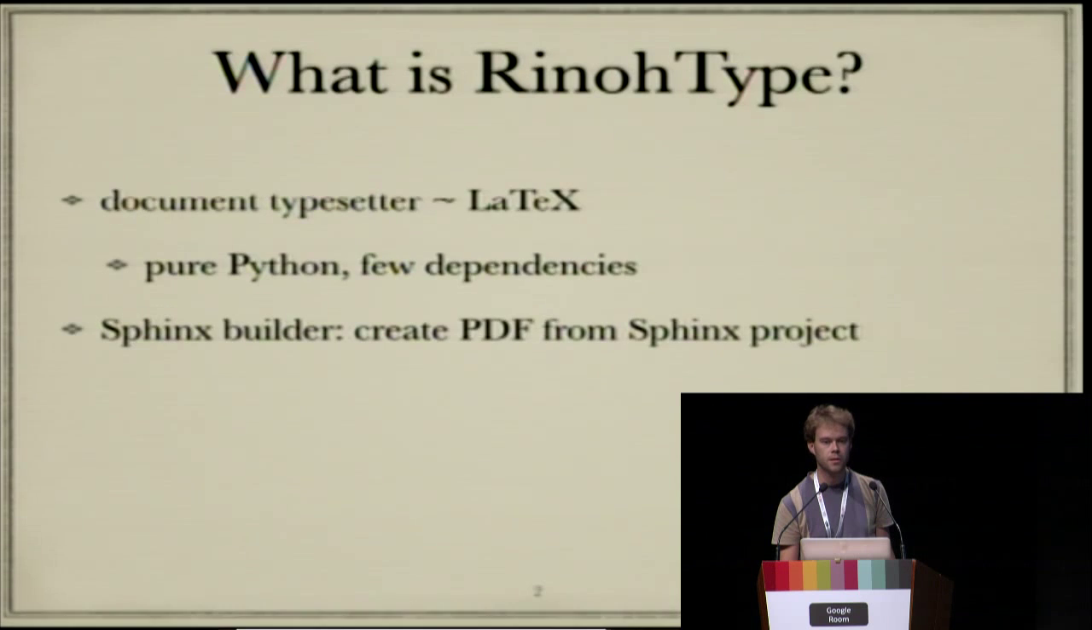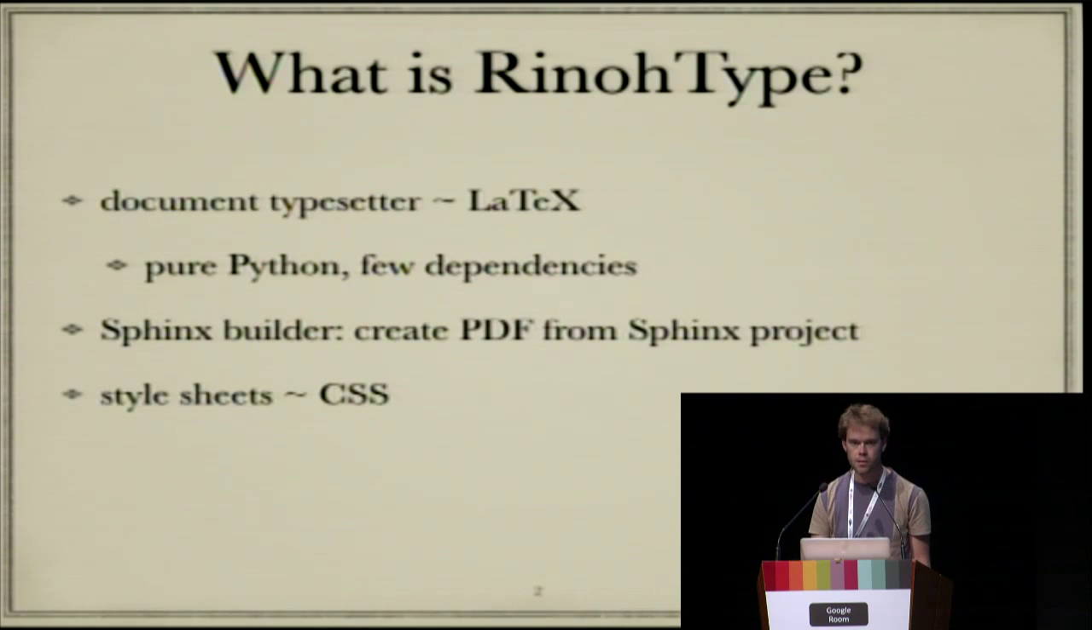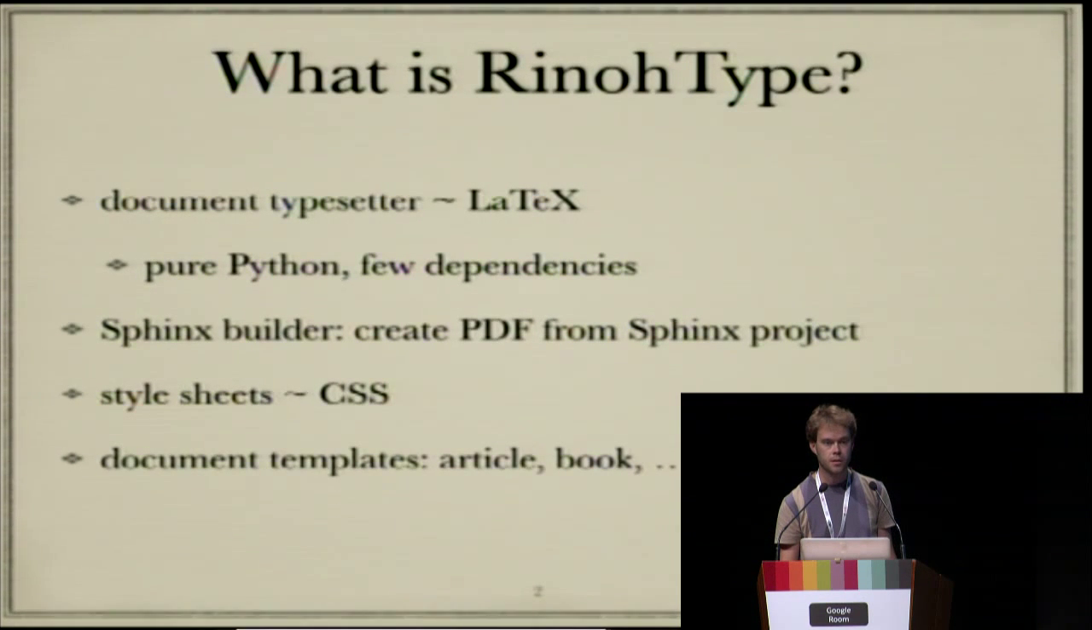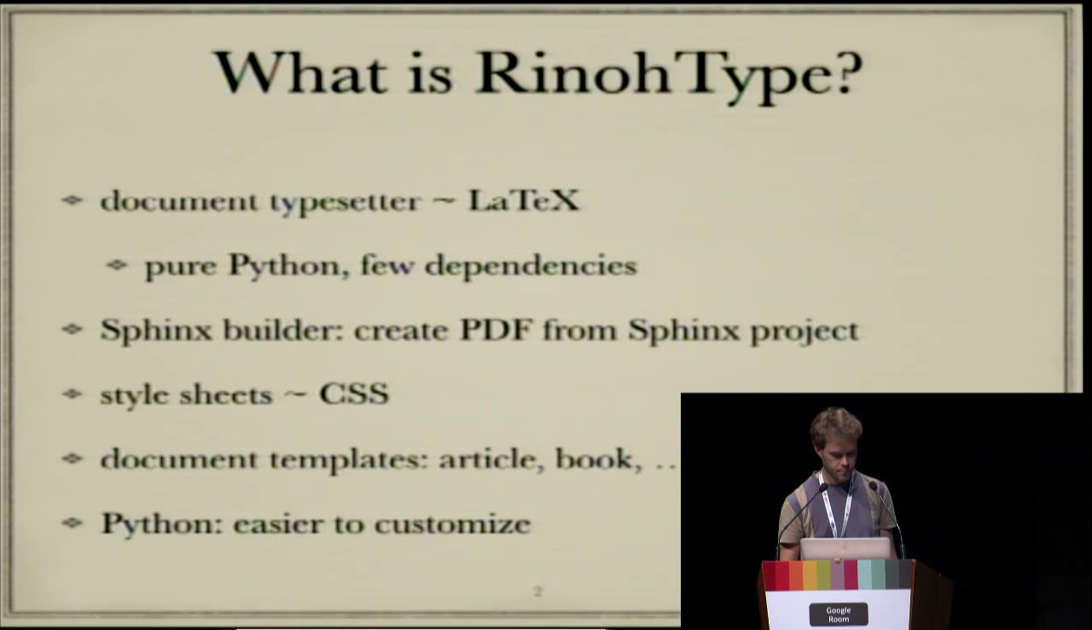Rhinotype comes with a Sphinx builder. That means you can create a PDF from your Python or Sphinx documentation projects. It comes with CSS-like style sheets, so it should be easy to use for people, I think pretty much everyone who is used to using CSS. You can use document templates, just like in LaTeX, to determine what the document looks like in the end. And because it's written in Python, it should be much easier to customize when you compare it to a text macro language.